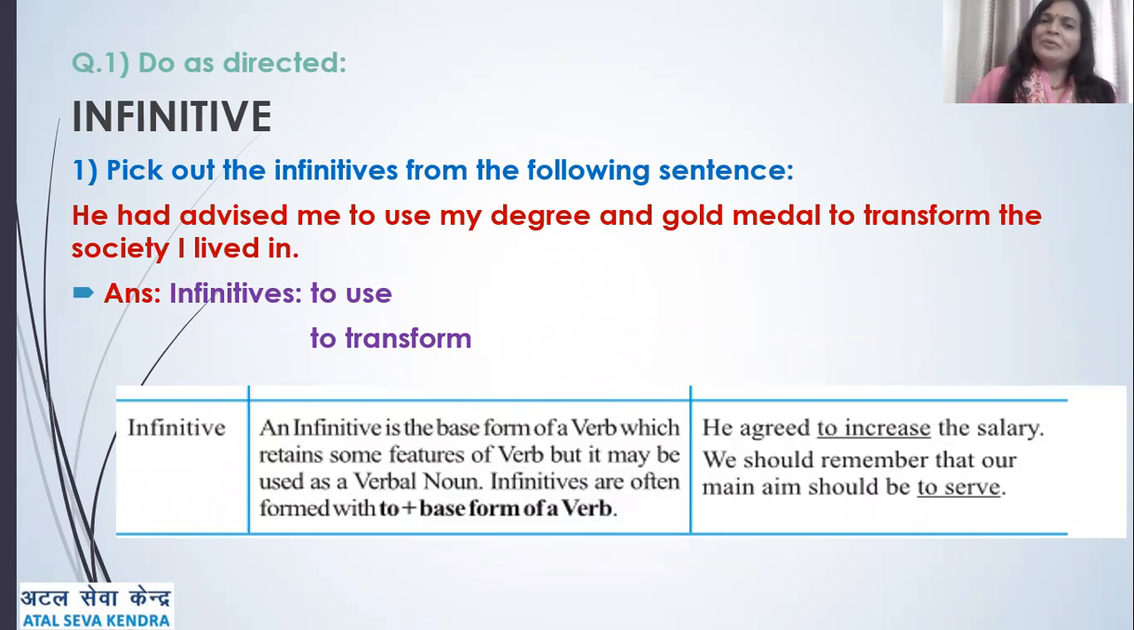Infinitive. Pick out the infinitives from the following sentence. He had advised me to use my degree and gold medal to transform the society I lived in. Infinitives in the sentence given above are to use, to transform. Always remember, an infinitive is the base form of a verb which retains some features of a verb, but it may be used as a verbal noun.